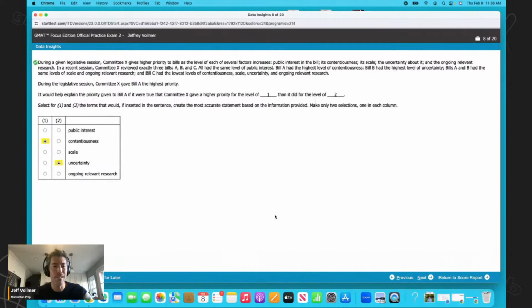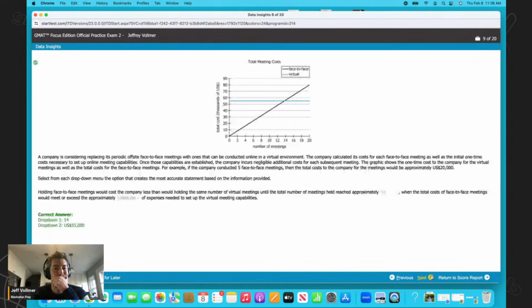Question 6 was confusing. I think we talked about this one pretty well. What makes Bill A higher priority than Bill B when it seems like they're on equal footing? Well, you weigh contentiousness more than uncertainty. That's what we had here.